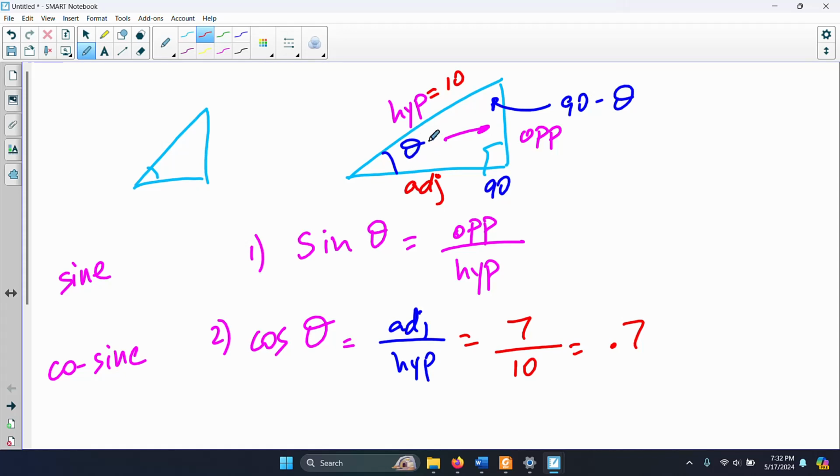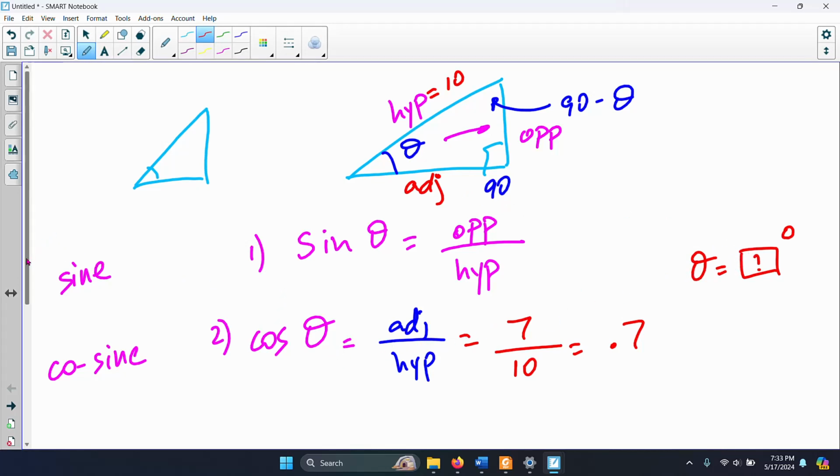Now, I didn't tell you what the degree measurement of theta is. In fact, you could find out if given some information. If given this information on a calculator, you can find out exactly what theta is in degrees or radians. But right now, I'm just going to be easy. That's not what this lesson's about. I'm just throwing this out there as I go along.